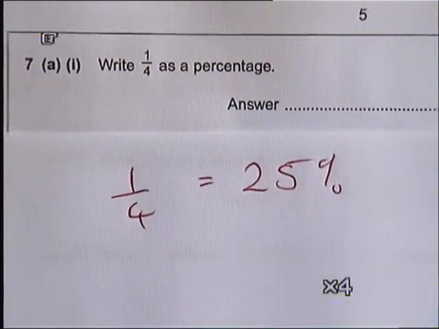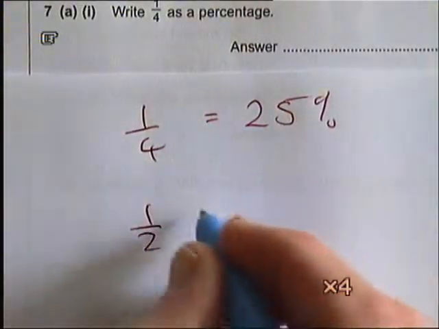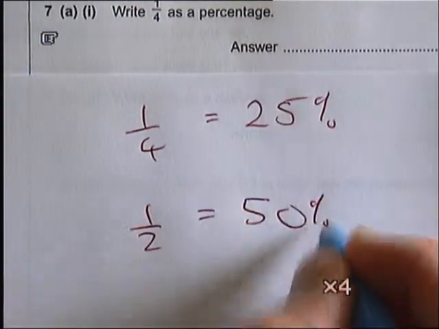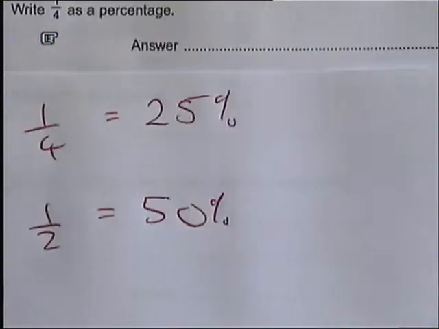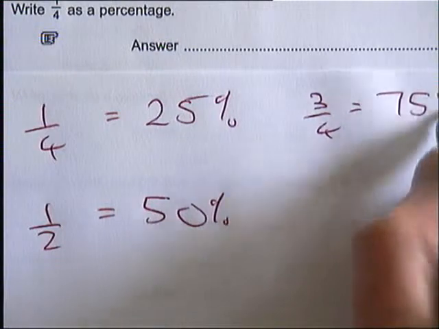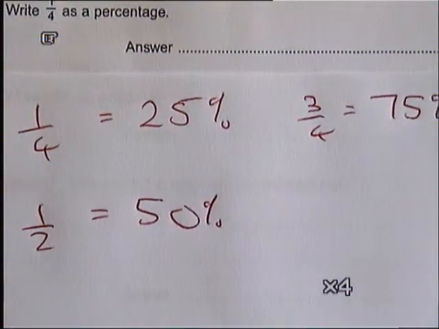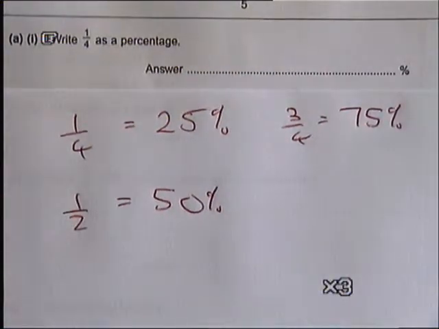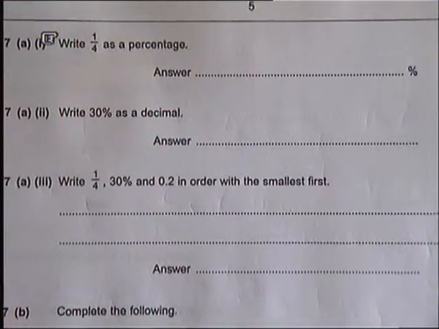It's worth mentioning that there are a few others you need to know. A half is the same as 50%, and 3/4 is the same as 75%. It is worth just learning those three. So the answer for the first part here is going to be 25%.